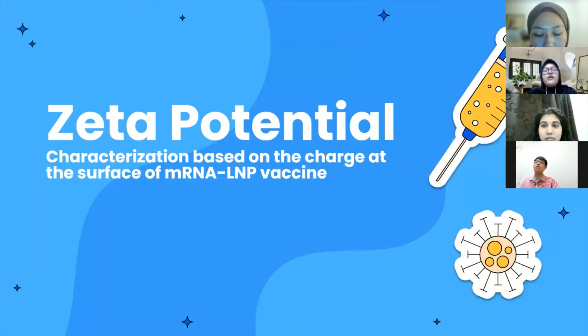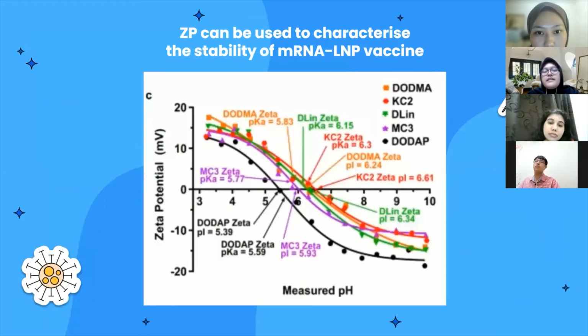Okay, so before I proceed, the zeta potential can be influenced by the pH, which is the distribution of H plus ions, and also by the pI. The pI is the isoelectric point, which is the pH at which the surface charge of the nanoparticle is 0. Most vaccine producers use the Zetasizer Nano ZSP to measure the zeta potential.